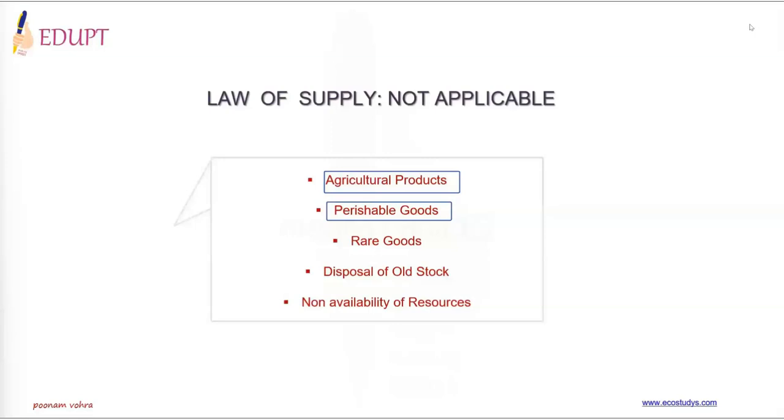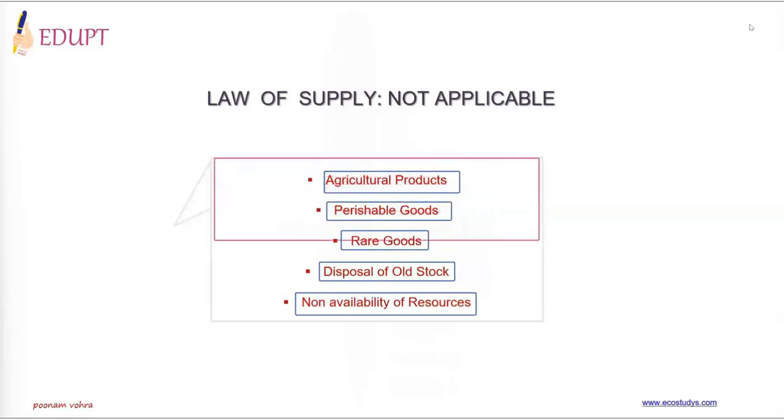Also, the supply of rare goods, rare paintings, rare coins cannot be increased even if their prices rise. Also, when firms hold clearance sale, sellers increase supply even if their prices are low. And finally, in case productive resources are limited, production and supply of a good cannot be increased even if prices are rising. So in all these cases, law of supply is not applicable.